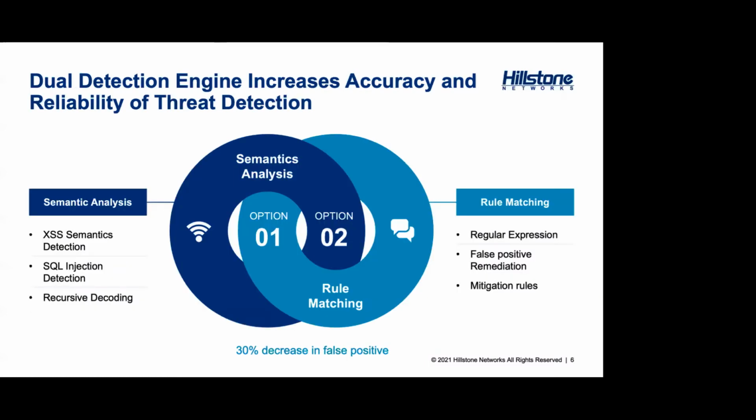Our WAF operates with a dual detection engine, which encompasses semantics analysis and rule matching. Rule matching is essentially a signature database, which can be automatically updated with our threat intelligence database if the option is selected to do so. Hillstone WAF supports mitigation rules such as BDOS as well, meaning it provides traffic anomaly detection and on-the-fly signature creation based on those detected anomalies to immediately stop future DOS from occurring.